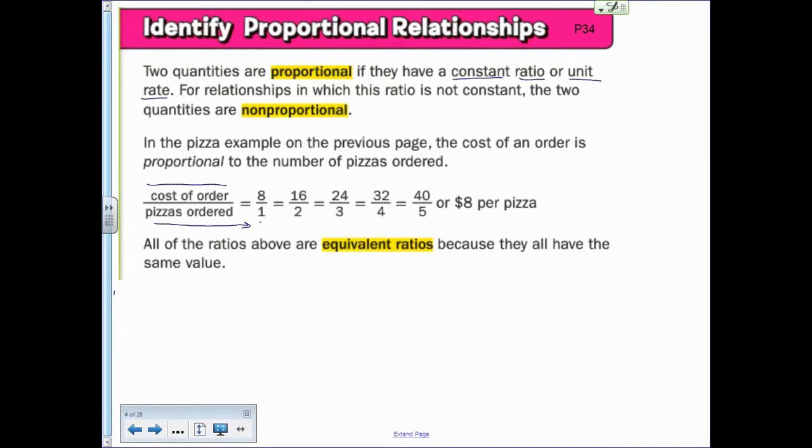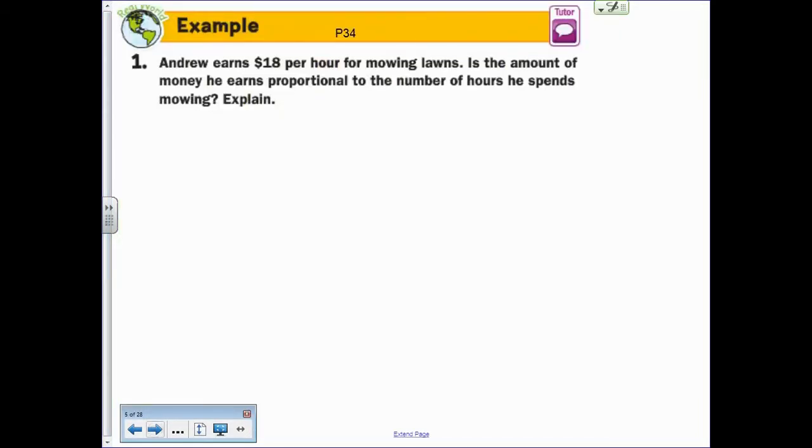$40. In other words, when I divide all those out, 8 divided by 1 is 8, 16 divided by 2 is 8, 24 divided by 3 is 8, 32 divided by 4 is 8, 40 divided by 5 is 8. Each pizza costs $8, so it's $8 per pizza. This is a proportional relationship because all of those ratios above are equivalent. There is a constant rate, constant ratio. So that's what we're looking for.